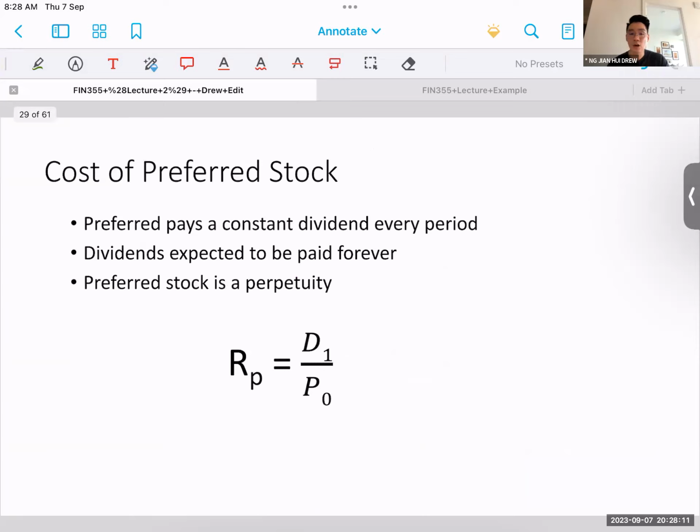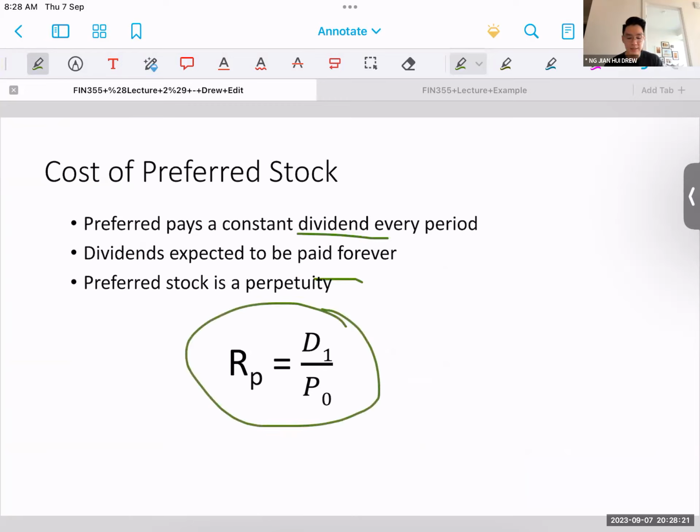The last component is your preferred stocks. Preferred stocks usually pay a constant dividend, expected to be paid forever, and therefore we usually use a perpetuity to calculate the return, or the cost of preferred stocks. In your valuation, nowadays preferred stocks are quite uncommon, not so common nowadays.